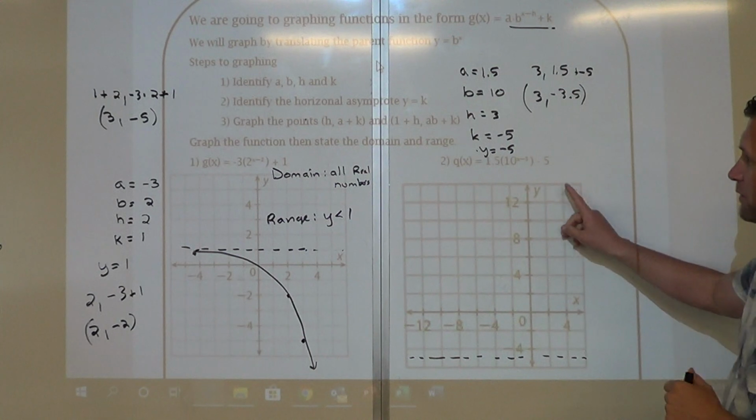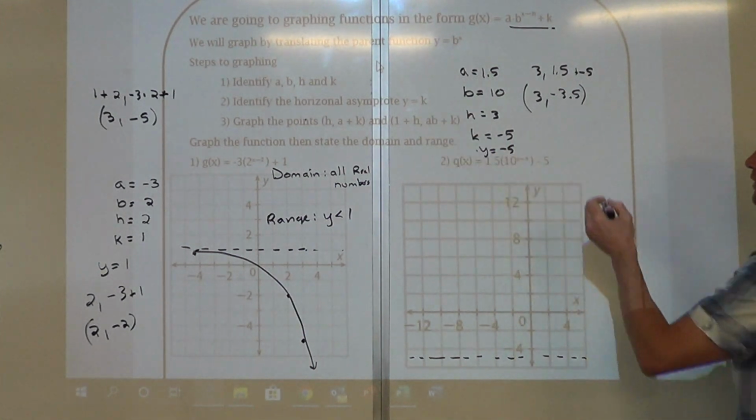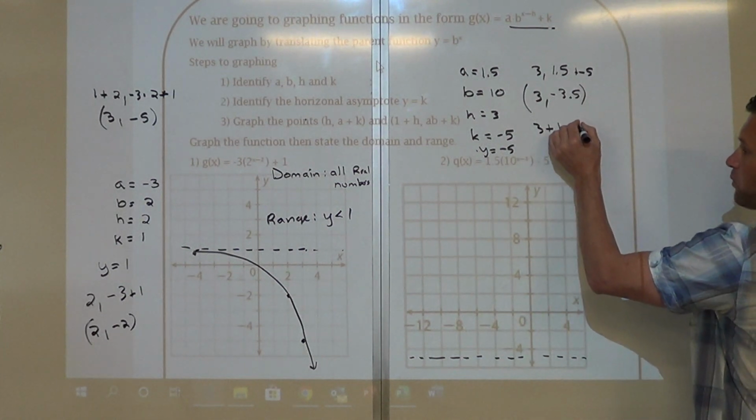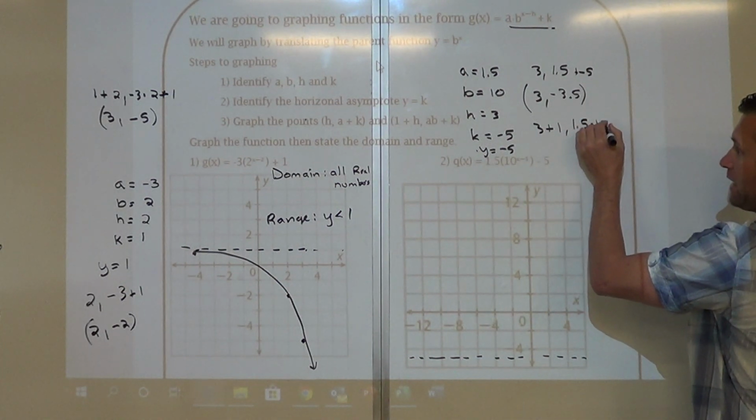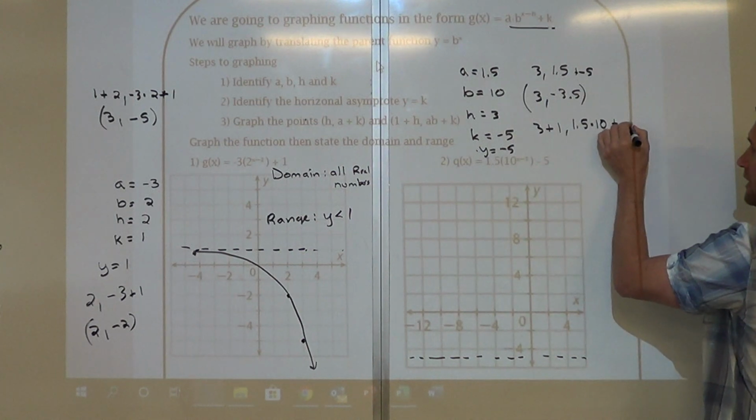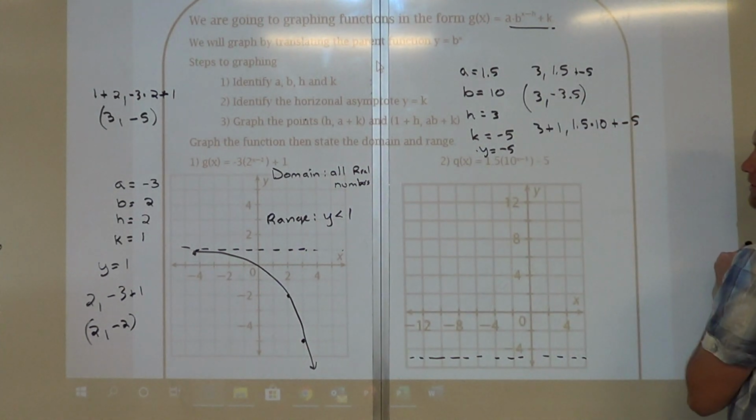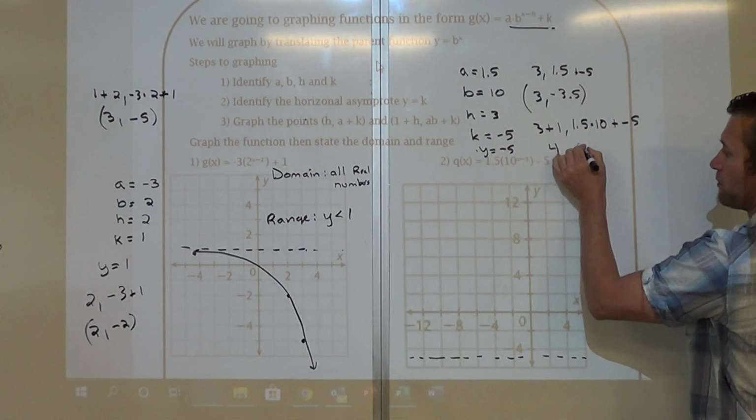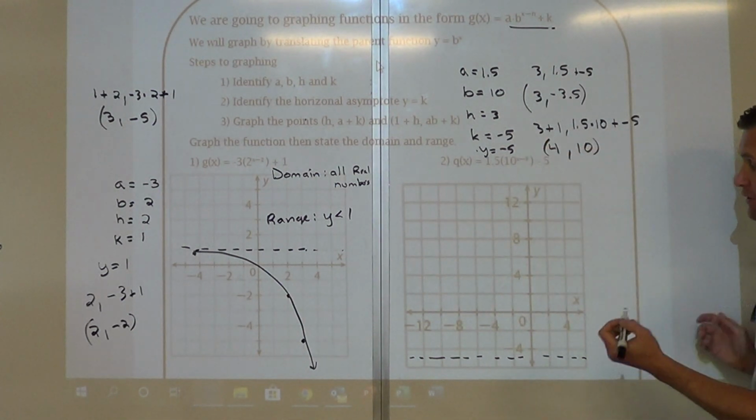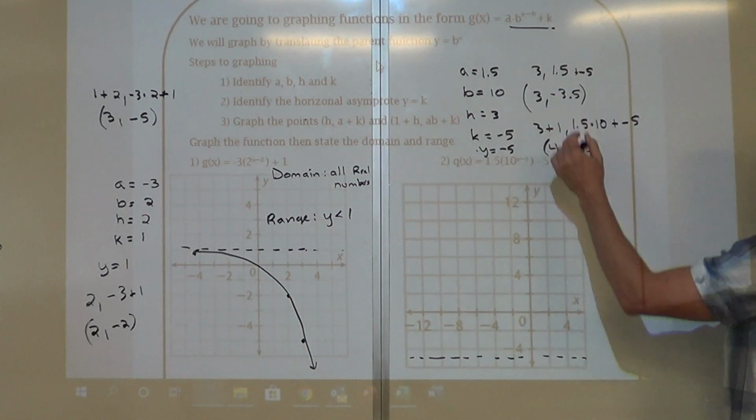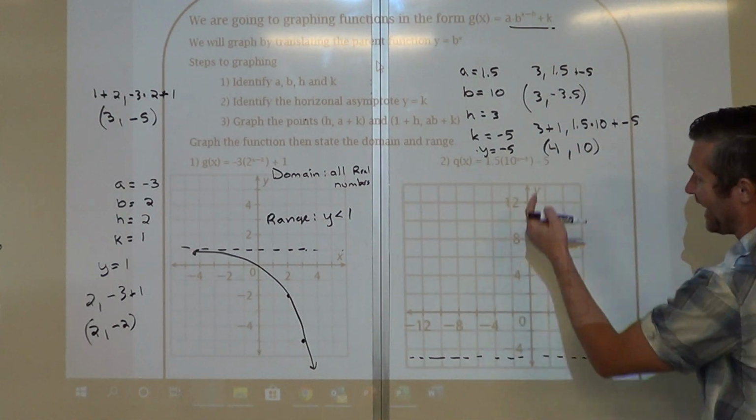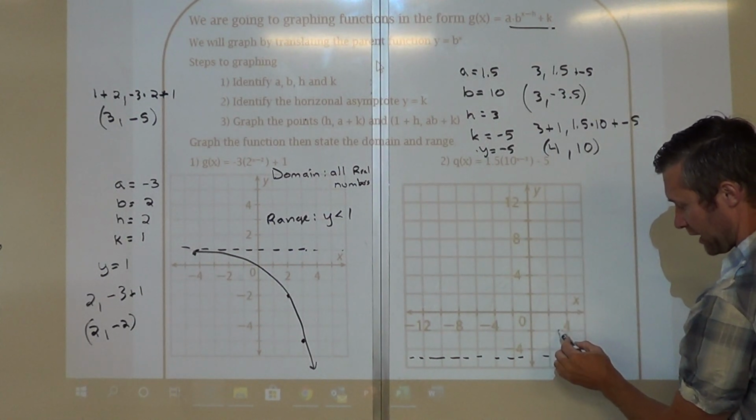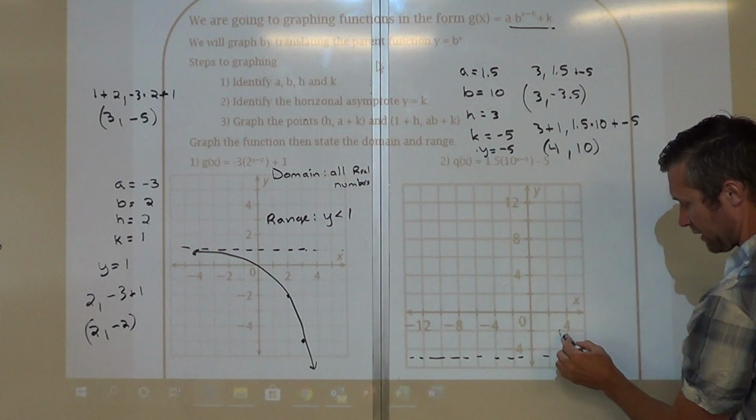Then my second reference point is my h value plus 1. So 3 plus 1. And then a times b, so 1.5 times 10 plus my k value of negative 5. So 1.5 times 10 would be 15, plus negative 5, which would be 10. So these are the points I'm going to graph. This is my first reference point, so 3. Again, we're counting by 2, so 2, 3, and then down, negative 3, so negative 2, 3.5.